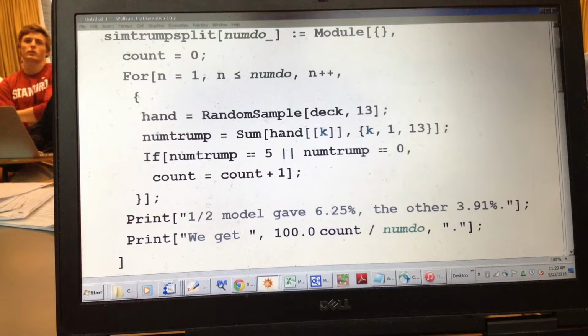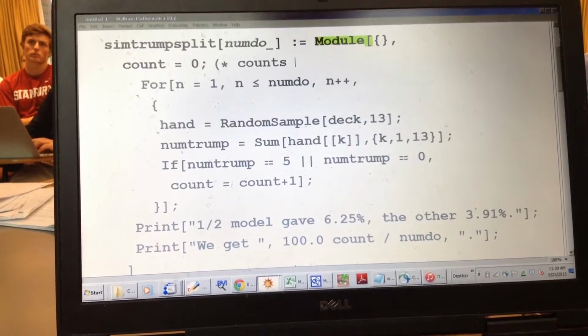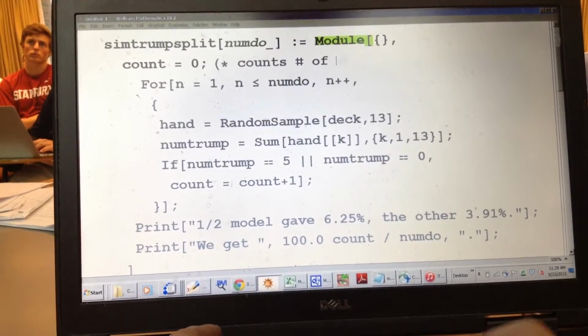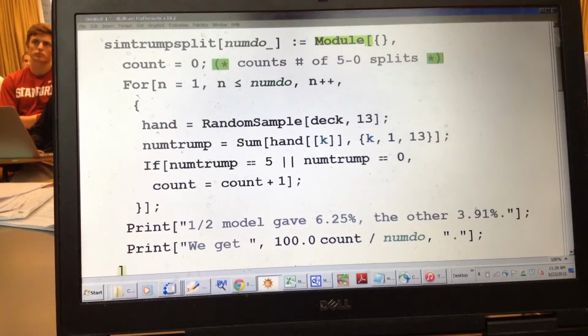Yes? What was the function of count equals count plus 1? Sure. What this is doing is we initialize count to be 0. If we want to do good coding, this counts a number of successes, of say, 5-0 splits. Now, if num_trump is 5 or 0, then we got a success. We got somebody dealt all 5 in a suit. And so we now have to increase count by 1.